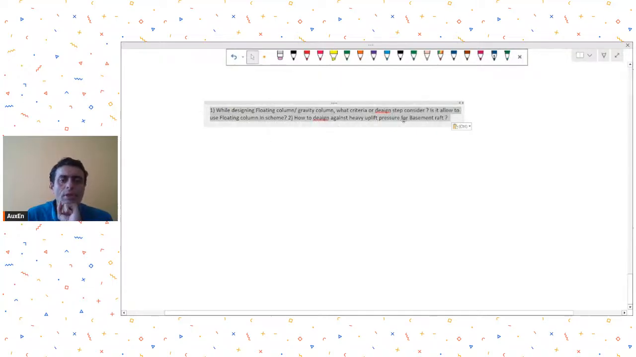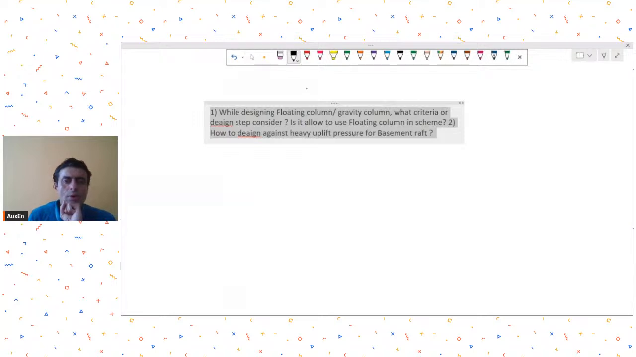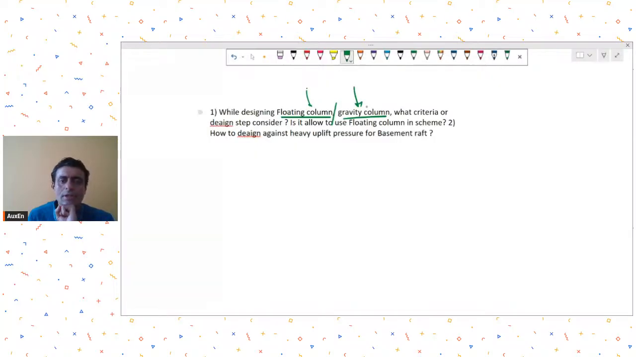While designing floating column, gravity column, what criteria for design to consider? So floating column is different, gravity column is different. You should not be putting them with a slash. These are two separate items. Okay. So floating column and gravity column is not an interchangeable term. These are two very different things.